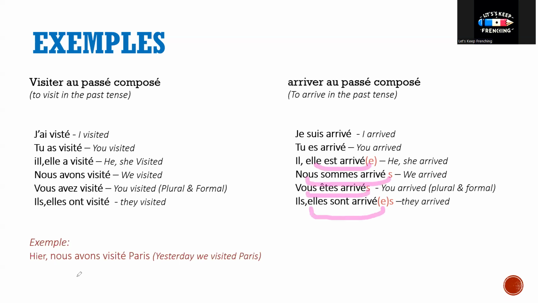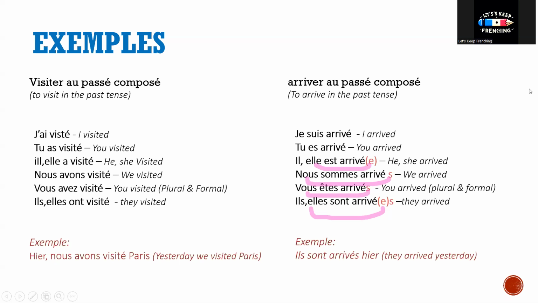That's because the verb is conjugated with the auxiliary être. And of course, when there's auxiliary être, we have to agree the past participle with the subject, as we saw. So let's see an example. Ils sont arrivés hier. They arrived yesterday. So this is everything you need to know about le passé composé.